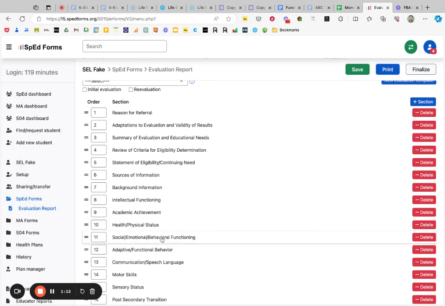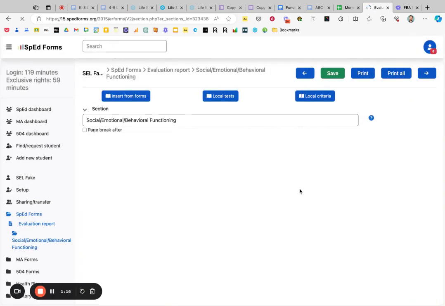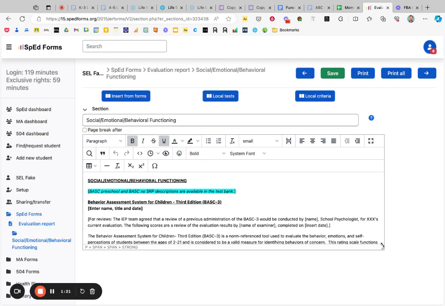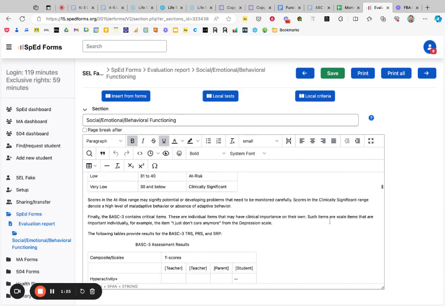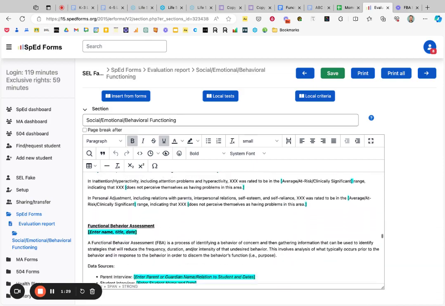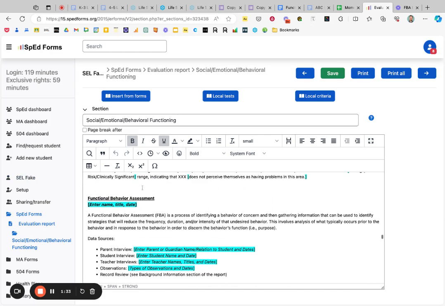So we would go into the social emotional behavioral section. And starting up here, there's a BASC. We have to scroll a little bit before we're going to see the FBA. There it is. And before we move on, just say that it's a student who qualifies under ASD.